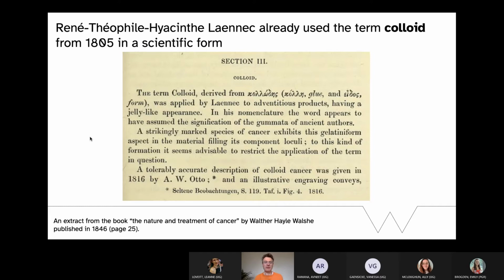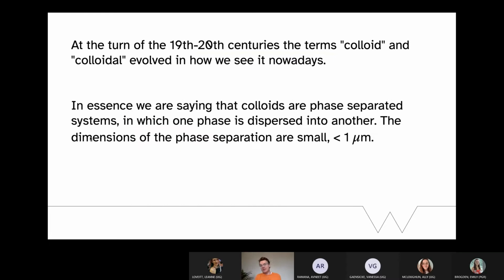Moving a little bit further on, since there was some discrepancy about what the word actually meant and what the properties actually were, people came to an agreement in the early 1900s about what a colloidal material would be. So at the turn of that century, the term colloid and colloidal evolved, and this is basically how we see it nowadays. In essence, colloids are phase-separated systems in which one phase is dispersed in another. And I'll give you a few examples just to illustrate that.